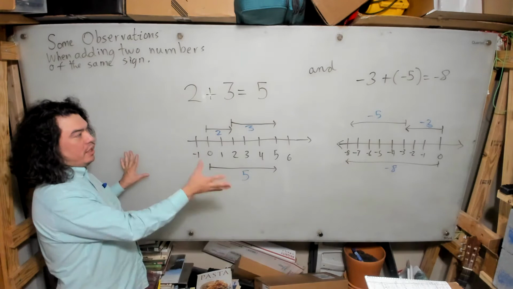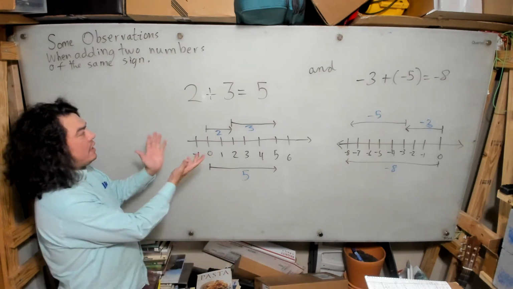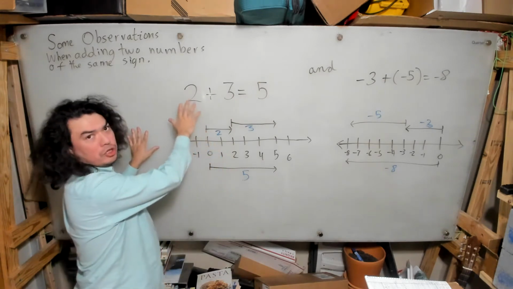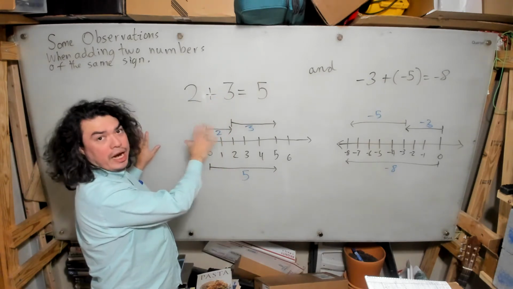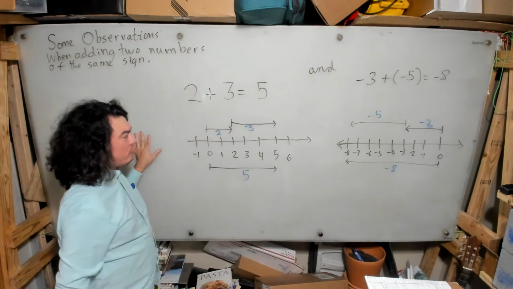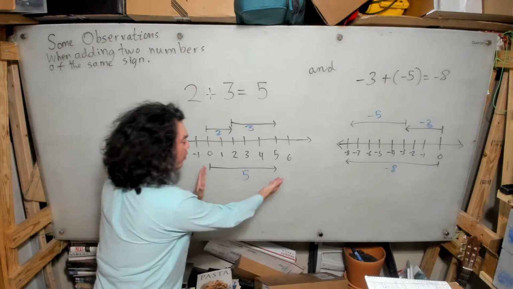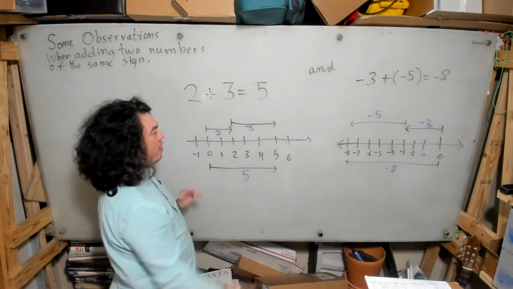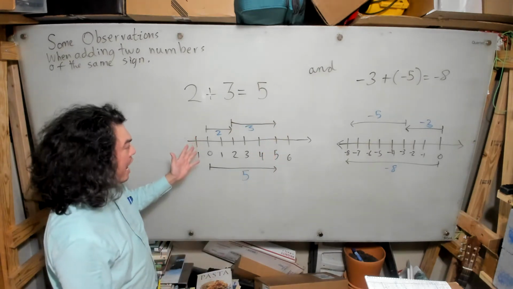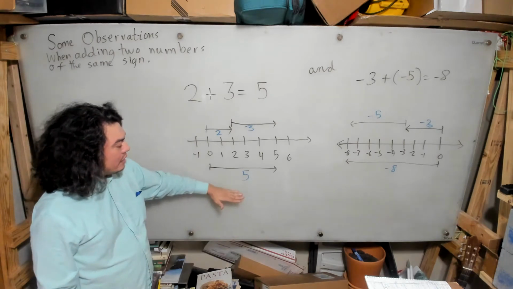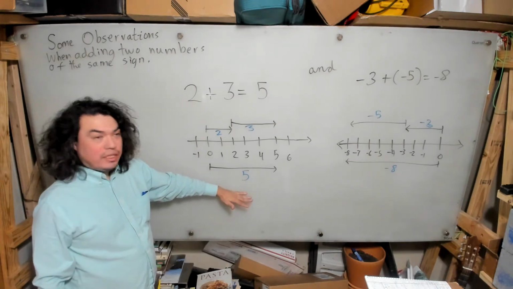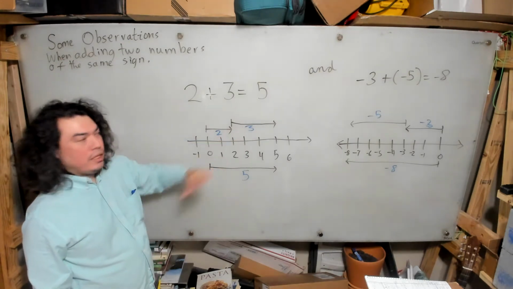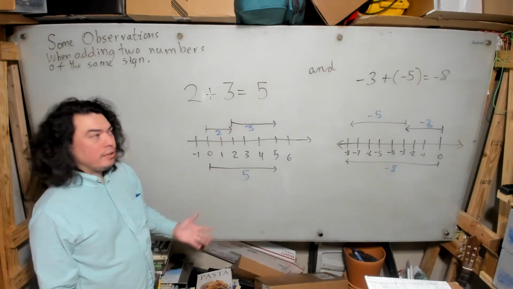So we have seen these two cases. If I have, let's say, 2 plus 3, we get 5. The two numbers are the same sign, so the arrows that represent those numbers are going in the same direction. And so the arrow that represents the sum seems to have the sum of the lengths of the arrows that represent the two numbers being added. And we can see that the direction of the arrow representing the sum goes in the same direction as the arrows representing the two numbers that are being added.